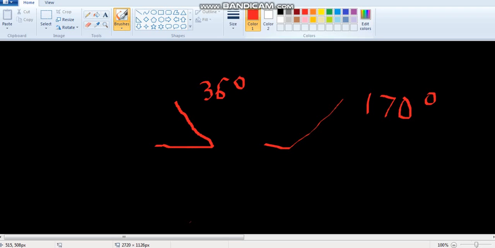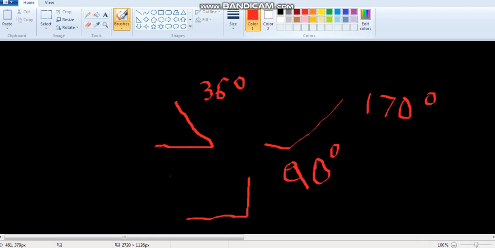And if you're wondering what 90 degrees is, well, this is what 90 degrees looks like. Might not be perfect, but I tried my best. So this is a 90-degree angle, and 90-degree angles are called right angles. So there you have the three types of angles.